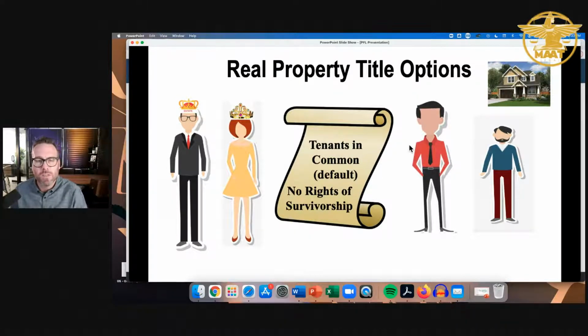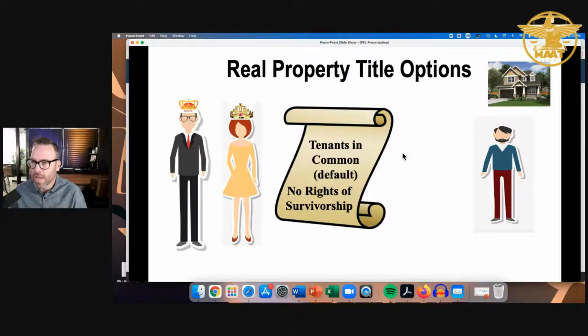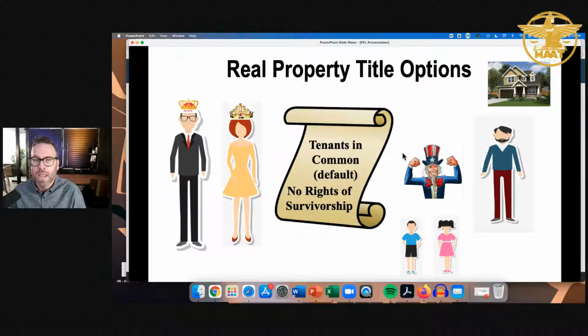So what does rights of survivorship mean? It refers to what happens to the property if one of the owners passes away. So here's how no rights of survivorship looks. We have this member or this owner passes away. His share goes to his estate, which would be his children, and that may take a probate to transfer that share to them.